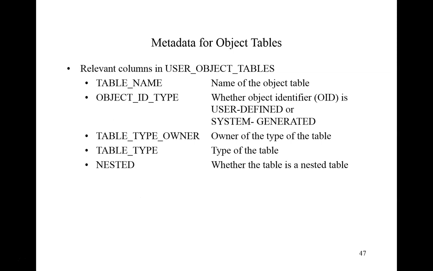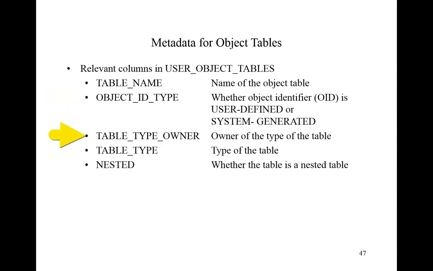There are many columns in user object tables. We're providing only a few to give you a feel for the content of this particular data dictionary view. We have the table name for the object table. Then, because this is a collection of objects, object ID type is a column that applies to object tables. This indicates whether the object identifier is user-defined or system-generated. We'll have more to say about that in a future video.